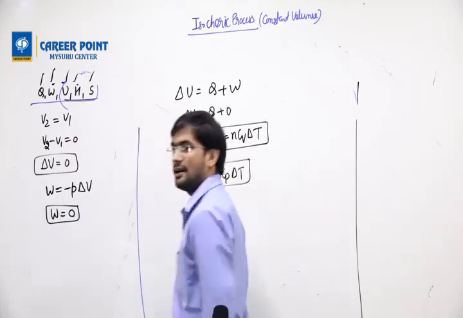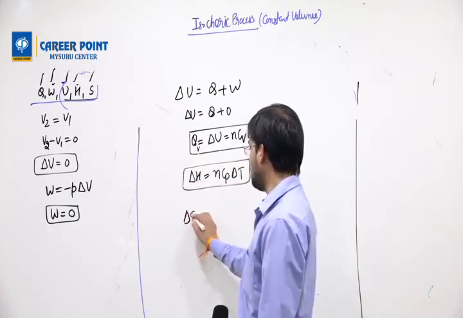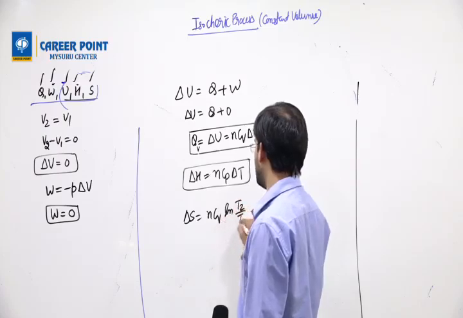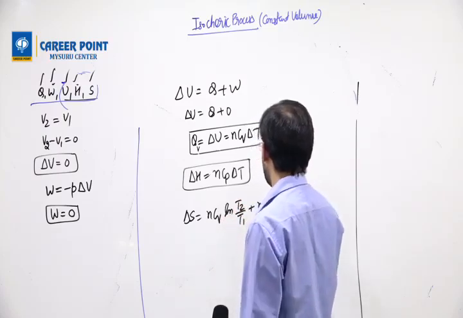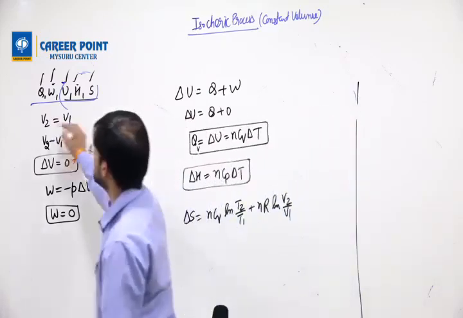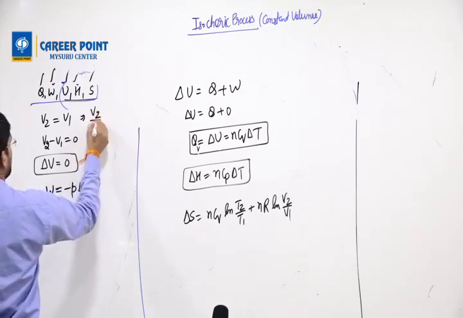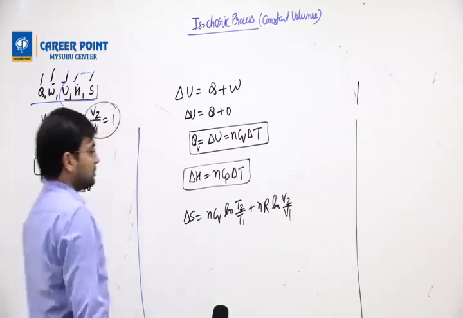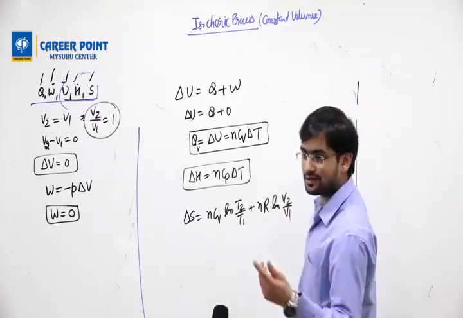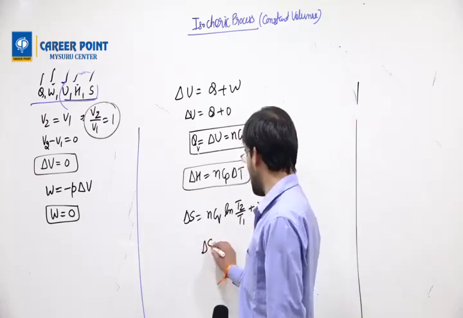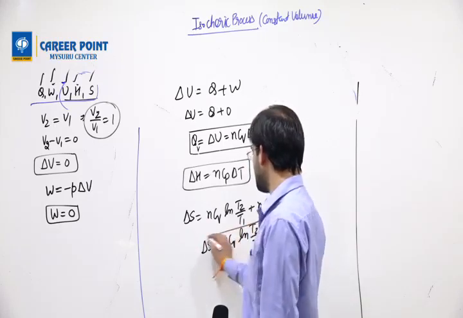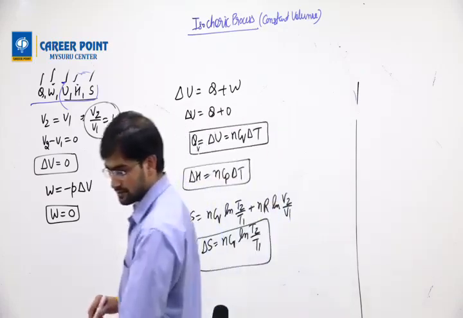Then we have delta S. Now delta S has the formula nCV ln T2 by T1 plus nR ln V2 by V1. As V2 equals V1, V2 by V1 equals 1, so this term becomes 0 because it becomes ln 1, and ln 1 is 0. So what you have is delta S equals nCV ln T2 by T1.